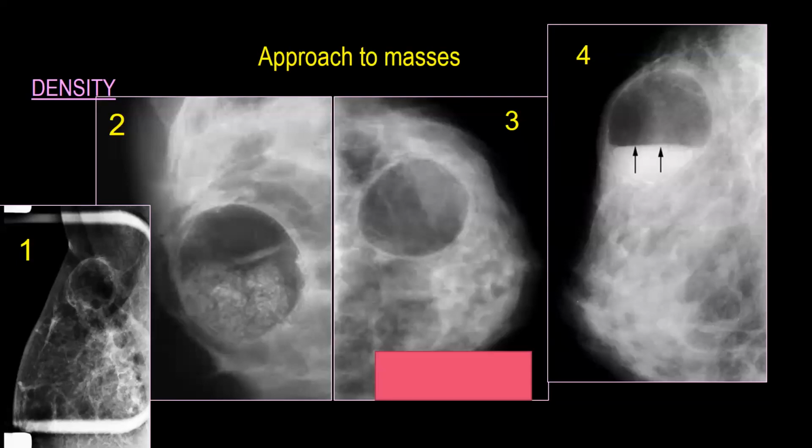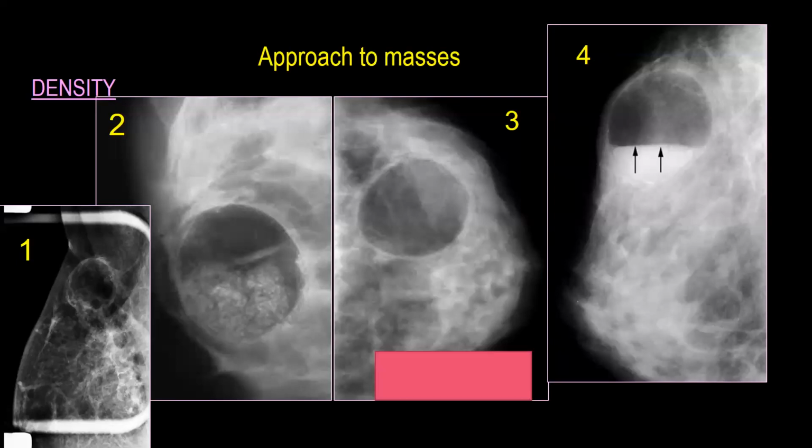You have lucent, homogeneously lucent, and you have mixed. And you have one with amalgamated component. Look for the lucency in between. And here you have a fat fluid level. What do you suggest? You have the five differential diagnoses we mentioned.